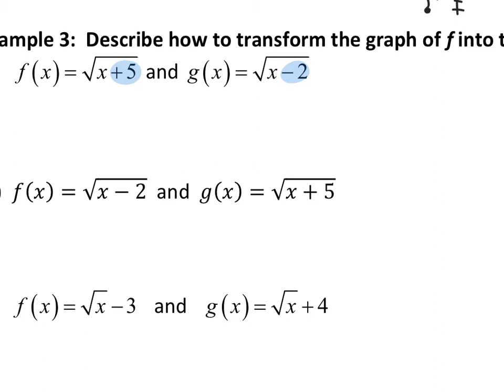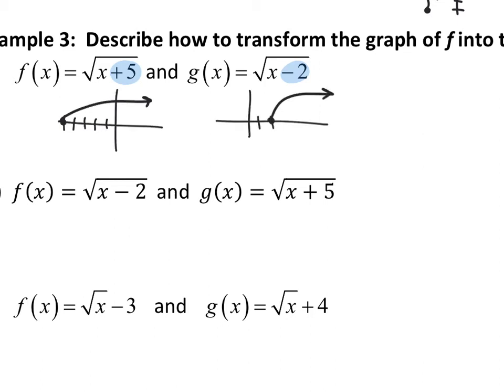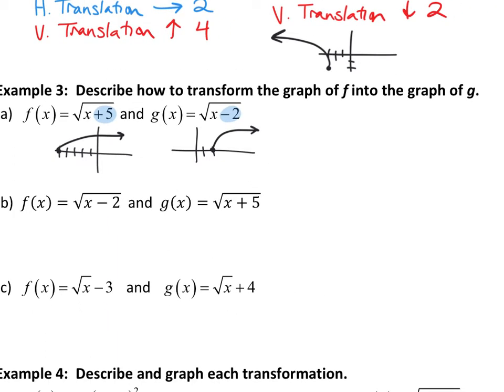So if we think about this one, a quick sketch of this would show us that we started off here with a square root function that looks something like that. And we ended up here with a square root function that kind of looks like that. So what transformation did I apply from F to get to G? How many units did it actually move? 7. So to answer this question, you would say that this wasn't a horizontal transformation to the right 2.